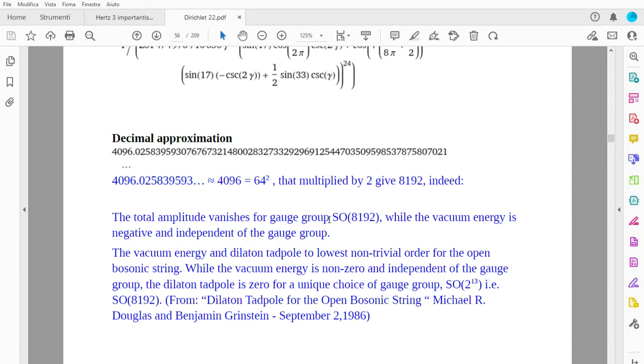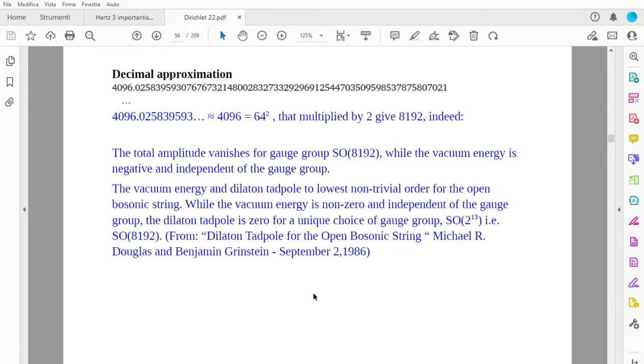That is a gauge group SO(8192), and this is fundamental in the theory regarding the open bosonic string.